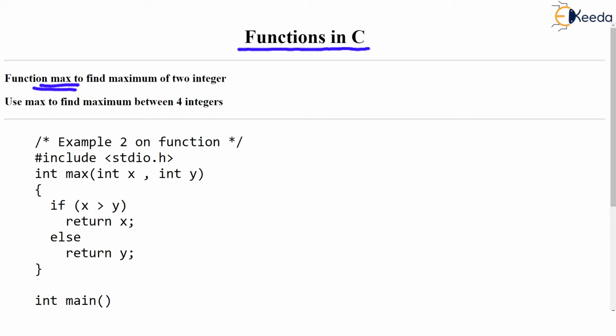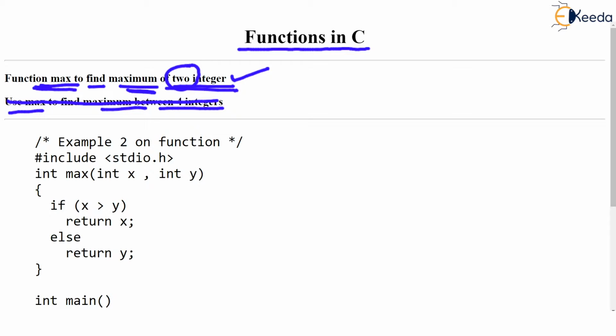Check the question. We want to design a function named max to find the maximum of two integers. But we want to use this max to find the maximum between four integers. So let's ignore this second part and target the first part of the question. How do you design a max function which will take two integers and return the maximum?